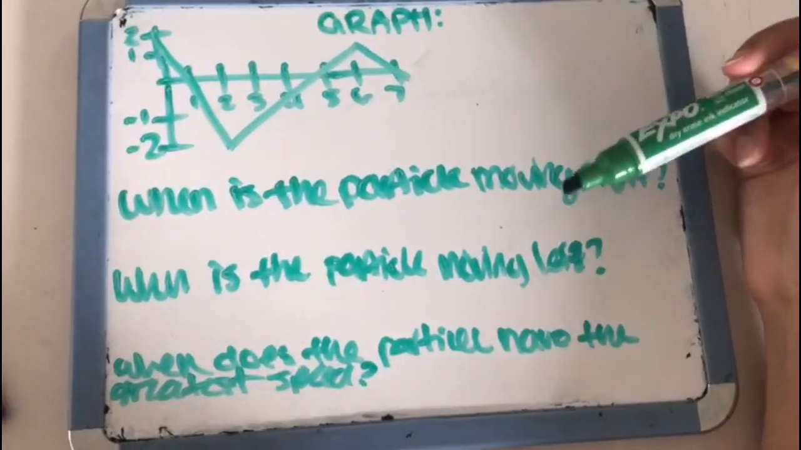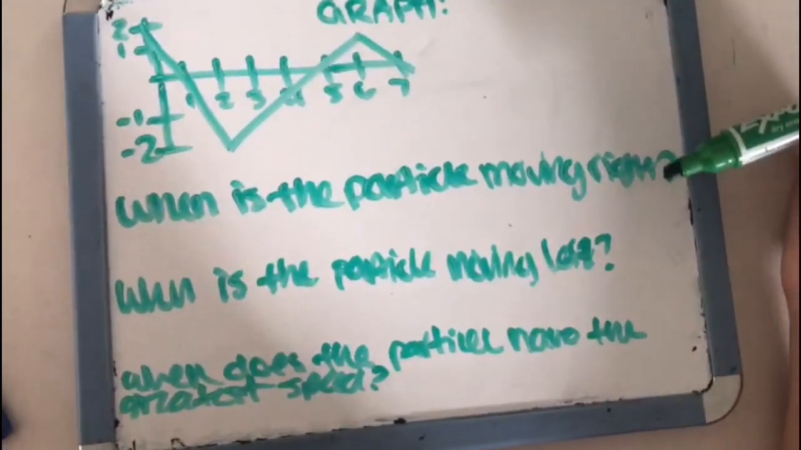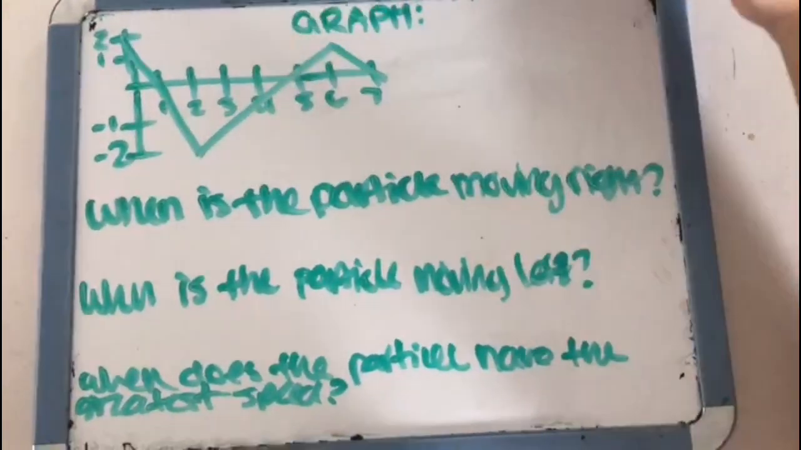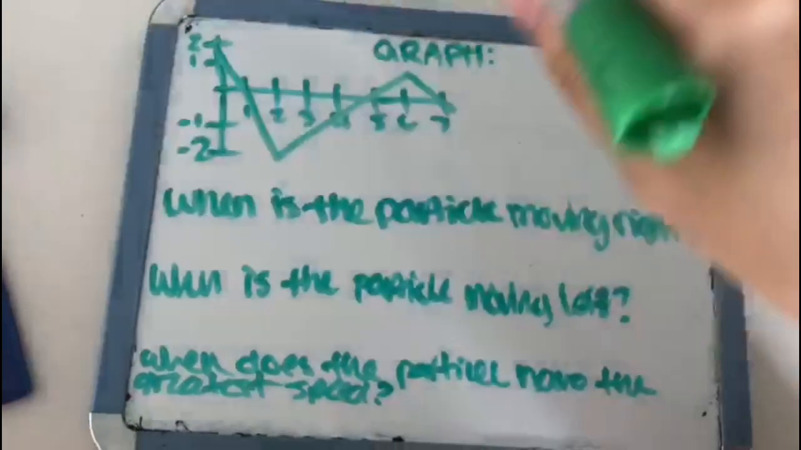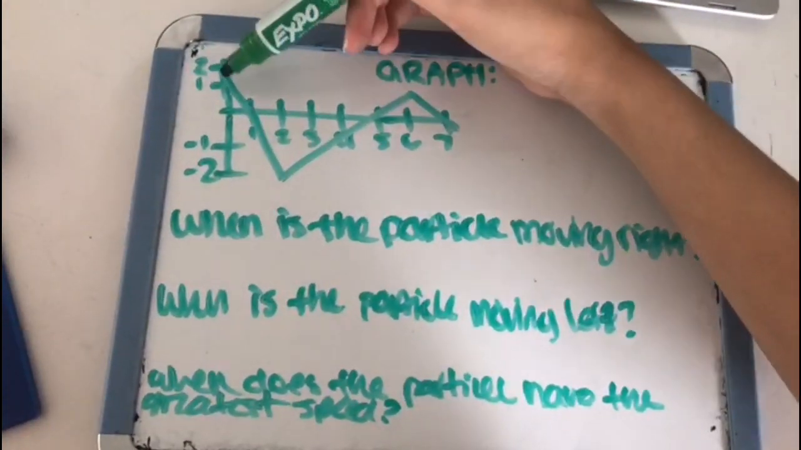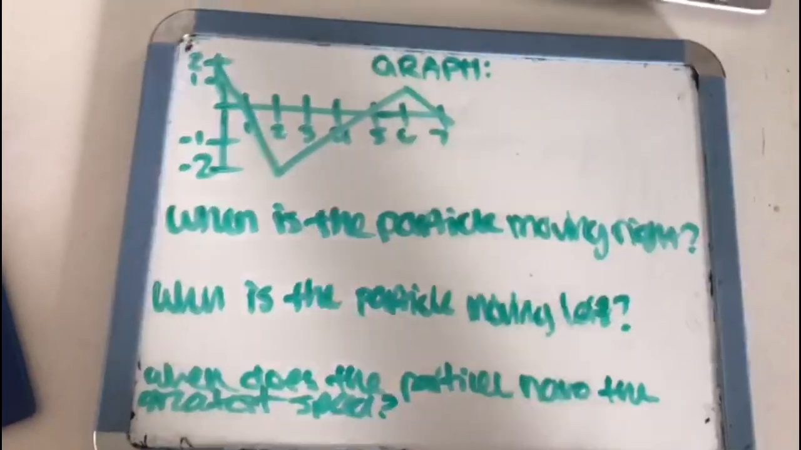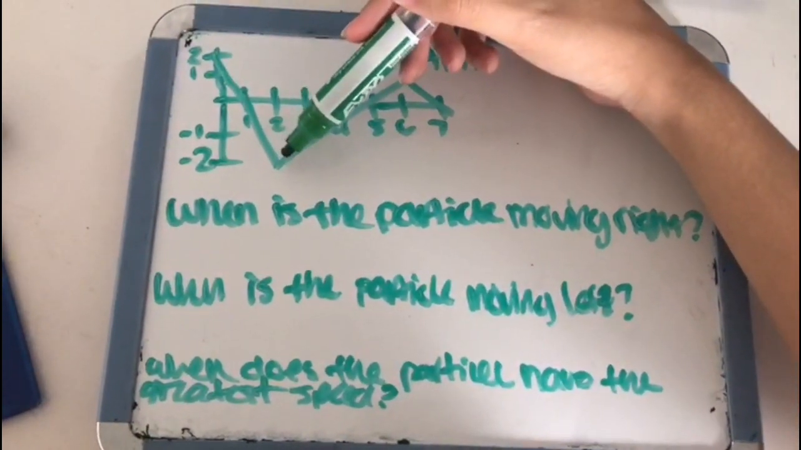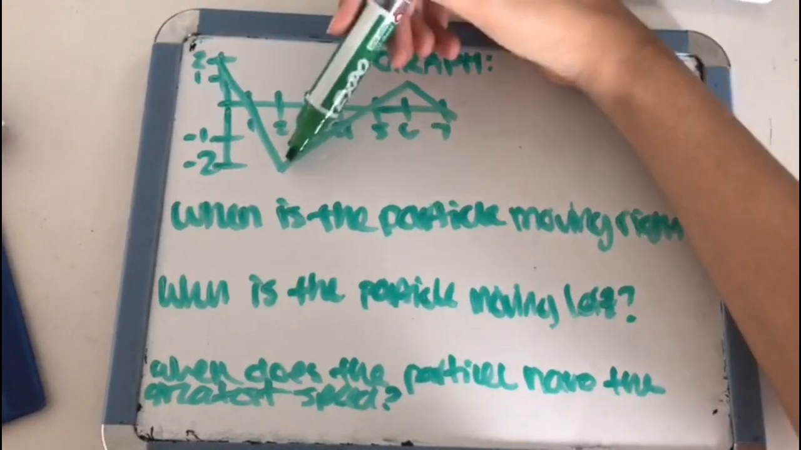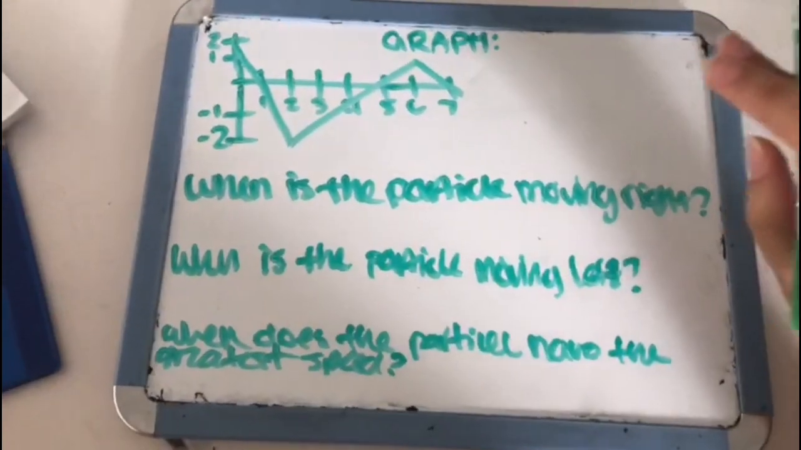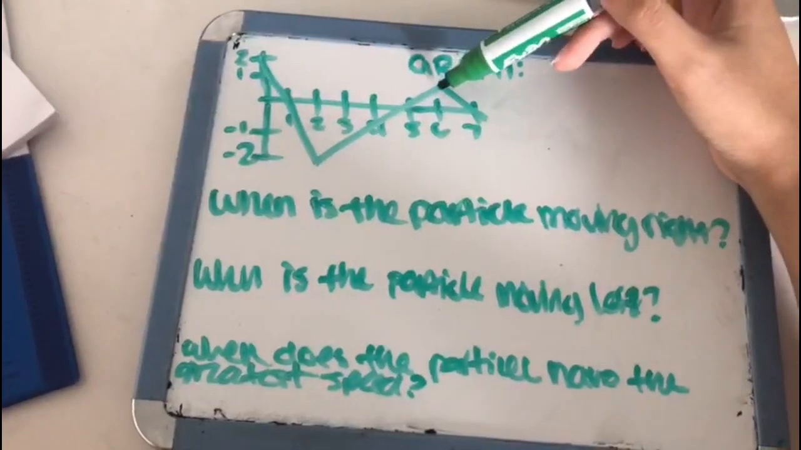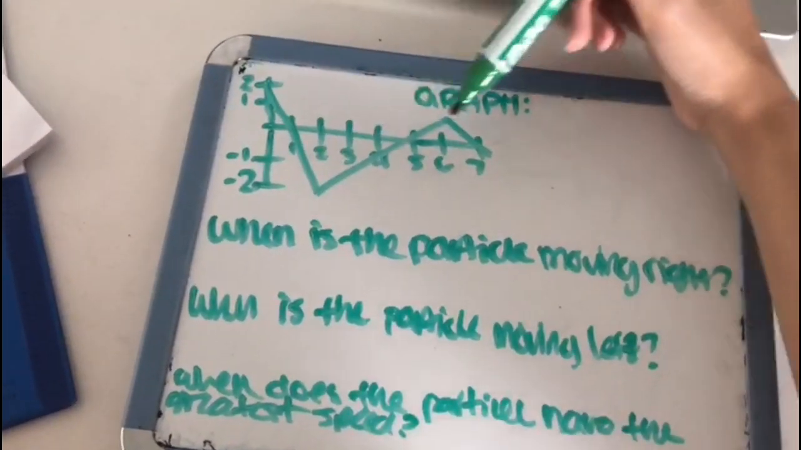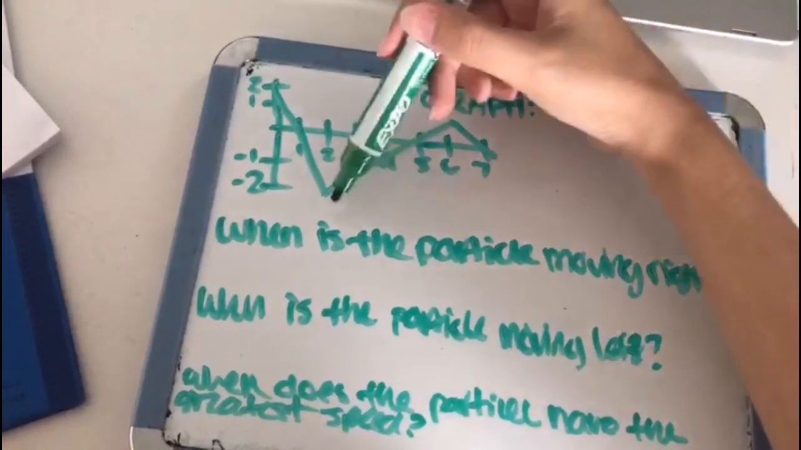So when is the particle moving right? Now this is kind of confusing because usually the right will be going this way, since it's the right, you know what I mean. So it'd be going this way, and then the left part would be going that way. It's a little confusing because you see how there's a corner right here and a corner right here. The corner right here will be going right, and the corner right here will be going left.